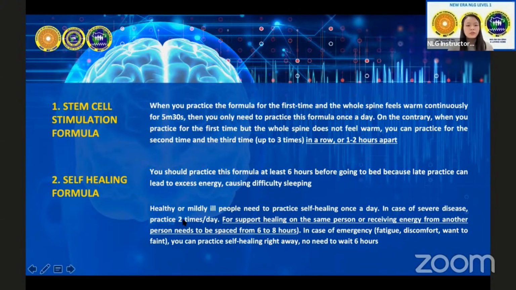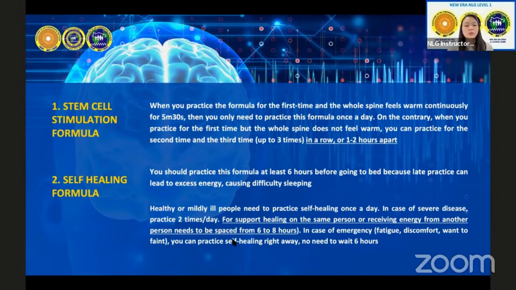With the self-healing formula, healthy or mildly ill people need to practice self-healing once a day. In case of severe disease, you can practice it twice a day. Support healing on the same person or receiving energy from another person needs to be spaced 6 to 8 hours apart. In case of emergency, let's say fatigue, discomfort, or you want to faint, you can practice self-healing right away. There's no need to wait for 6 hours. So really keep that in mind.